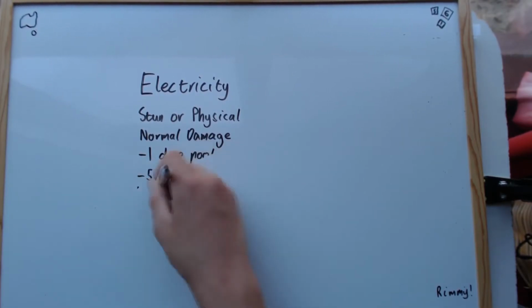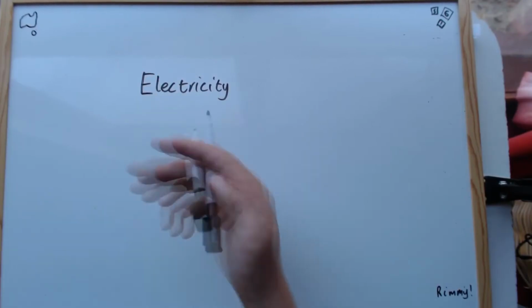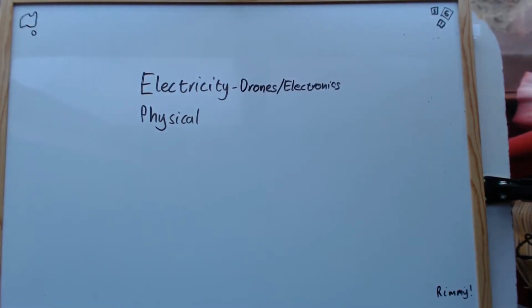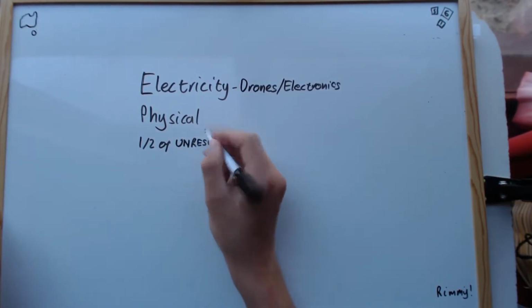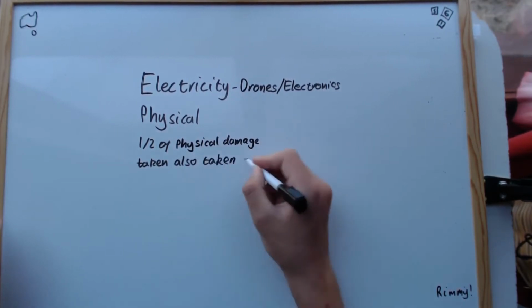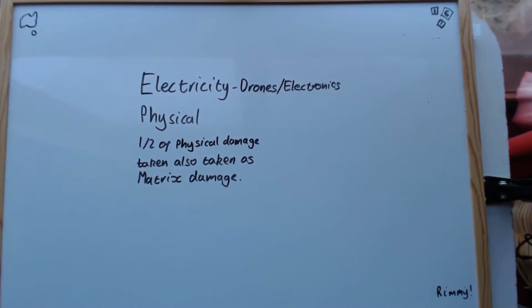Electricity damage against drones and electronics will always be physical damage, and they suffer a different secondary effect. In their case, they suffer matrix damage equal to half of the physical damage taken. Vehicles will be damaged by electricity, but will not take the secondary effect unless a specific part is targeted by a called shot.